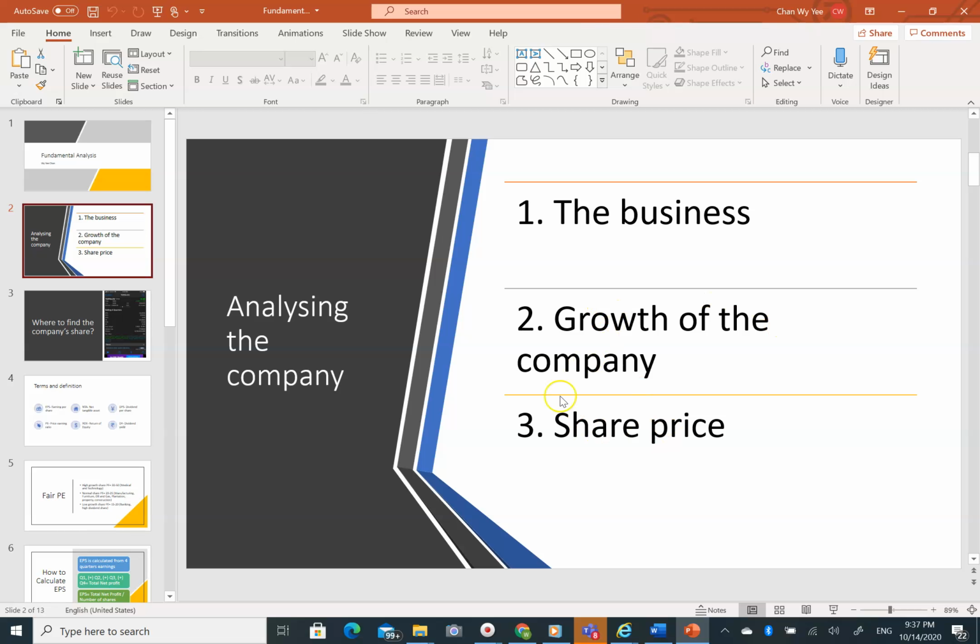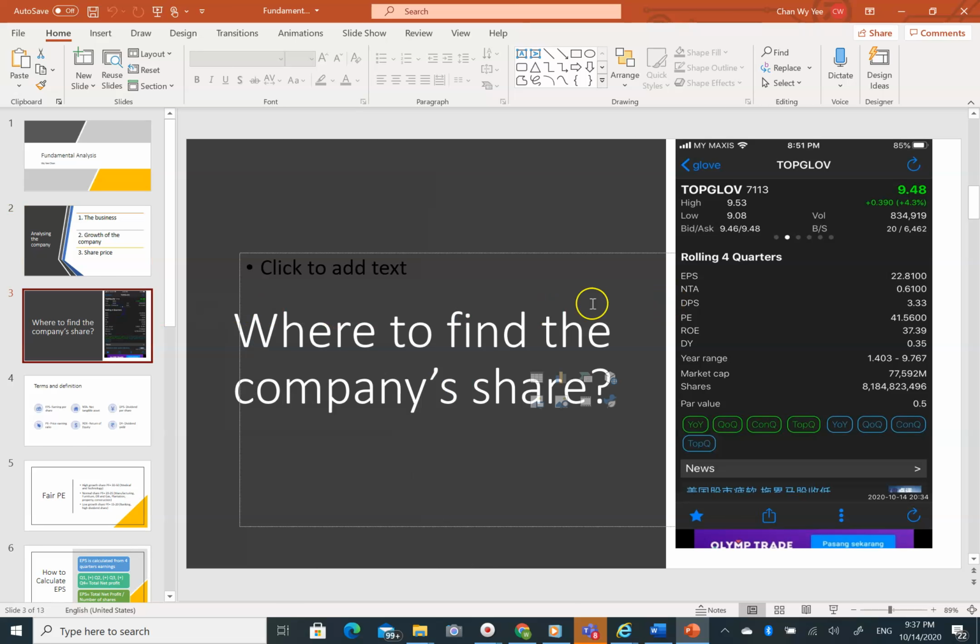Next, we need to analyze the share price of the company. Is it low now, or is it too high to buy? So where can we find company shares? Very simple. The first thing that we need to download is KLSE Screener from your App Store or Play Store. Okay, so you will see something like this.